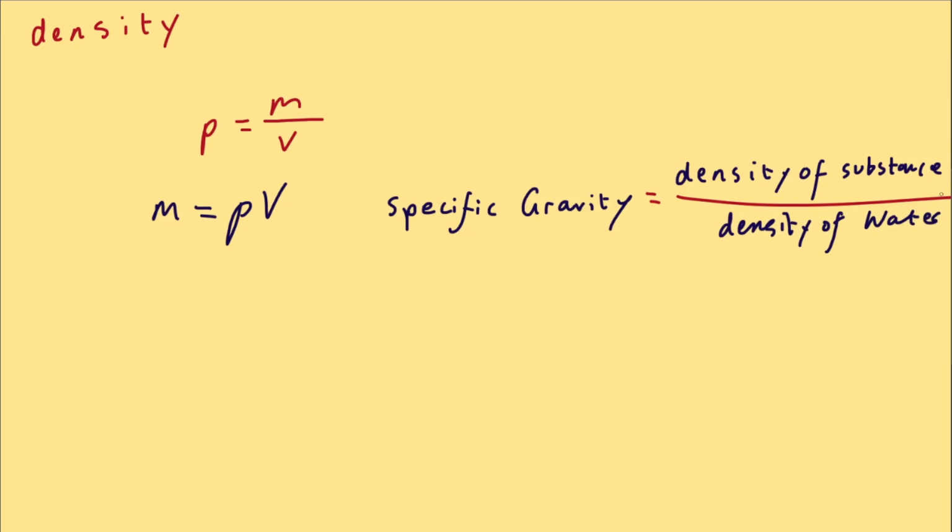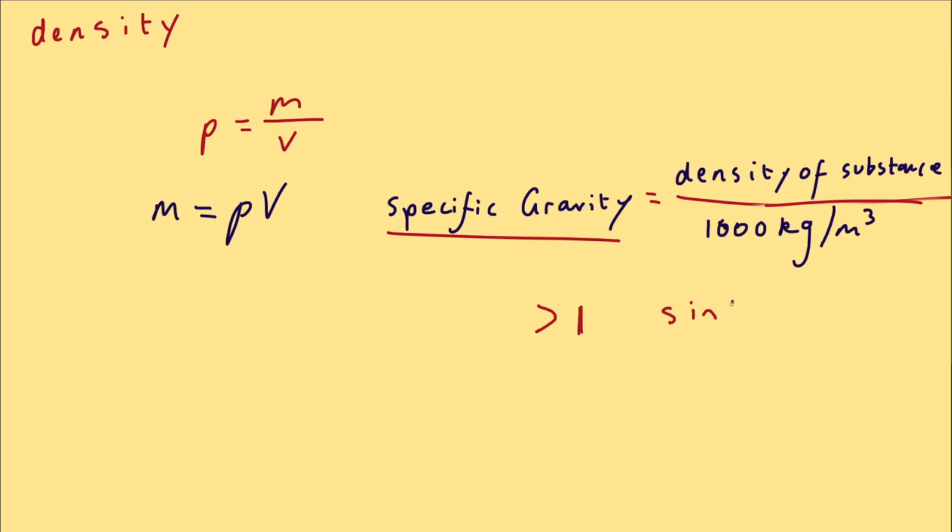What does this do and what is this for? Fresh water usually has a density of 1,000 kilograms per meter cubed. And by the way, this is the standard units that you'll see for density. That means if your specific gravity value is bigger than 1, then your object will sink. If your specific gravity comes out smaller than 1, then your object will float because it's less dense than water. It's just a comparison tool.